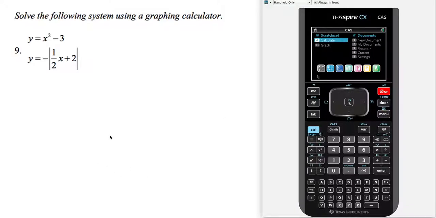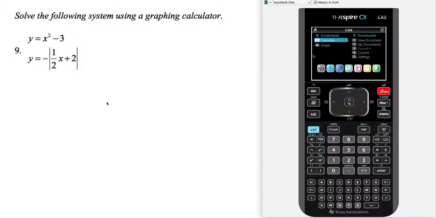All right, problem number 9 from the chapter 4 Solving Equations Review. Solve the following system using a graphing calculator. So we have y equals x squared minus 3 and y equals the opposite of the absolute value of 1/2 x plus 2. So this is a system of equations. We are going to solve it all on the calculator.